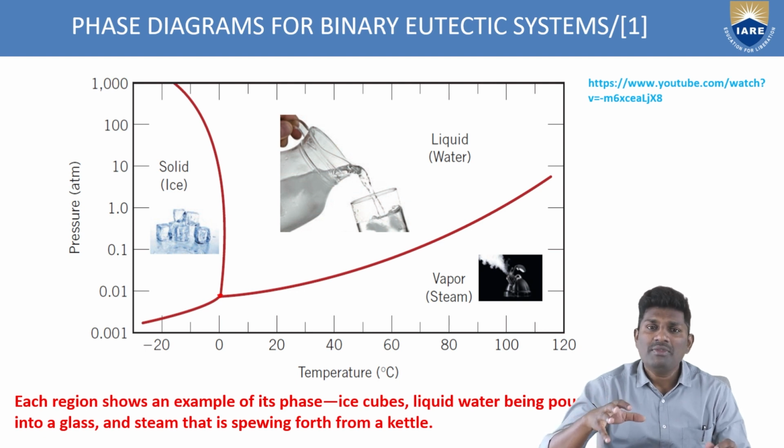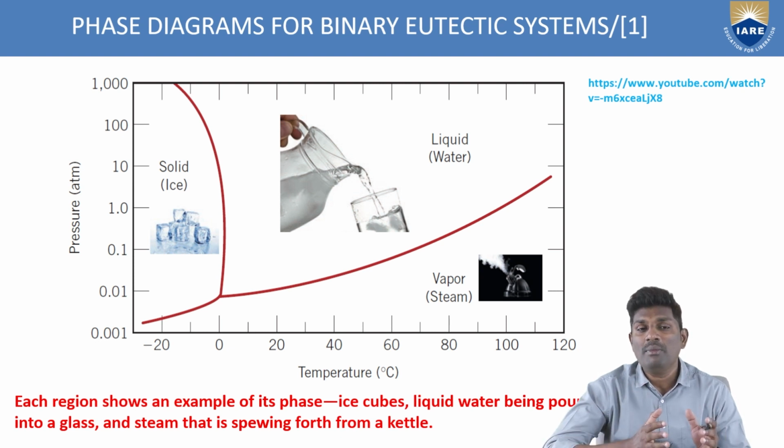With the help of this phase diagram, what can you infer? I can easily tell that water can be in a solid state at minus 20 degrees centigrade, and the same solid water can be in a liquid state at 0 degrees centigrade. All these things we can tell with the help of the phase diagram itself.